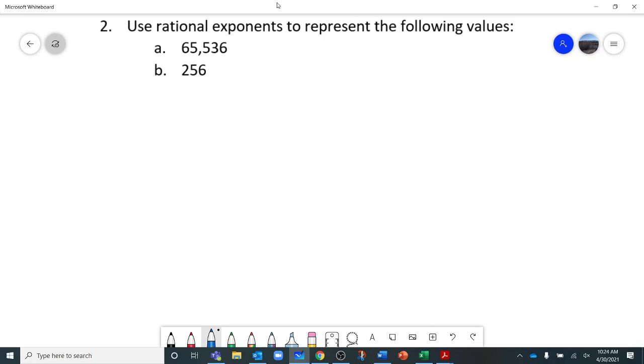So let's see if we can estimate. For 65,536, let's try 2 to the 10th power. Put 2 to the 10th power into your calculator, and that will come out as 1,024. That's too low. So I'm going to jump up all the way to 2 to the 20th power, and I'm going to jump back and forth until I can find it.